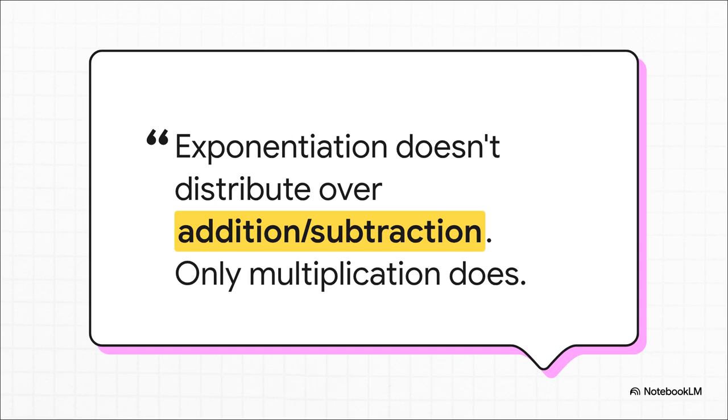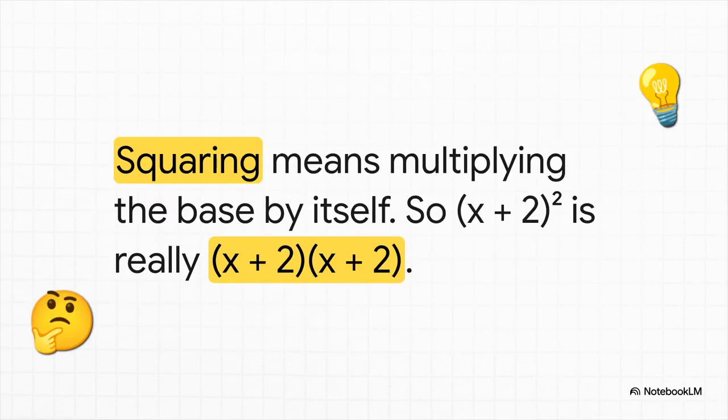If you had a gut feeling that something was wrong there, you were absolutely right. And this brings us to the one rule, the golden rule, you just can't forget. You do not, I repeat, do not distribute an exponent over addition or subtraction. That's a special job reserved only for multiplication and division. So why? Why doesn't it work?